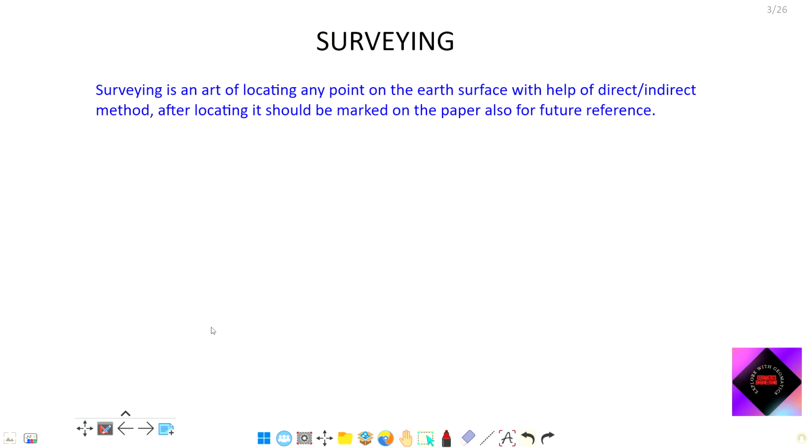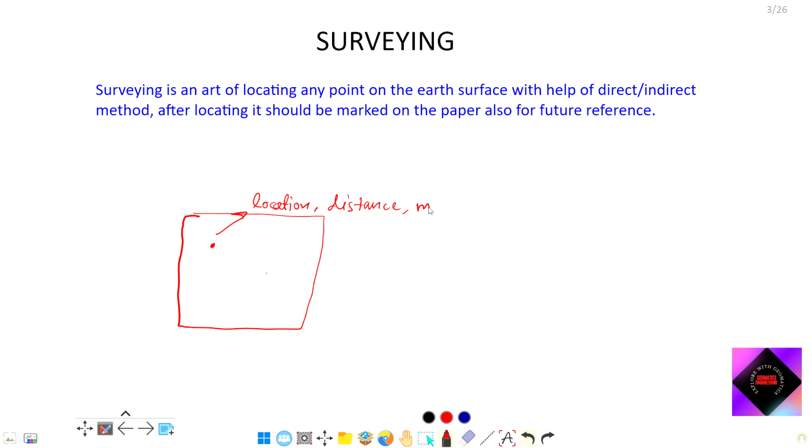First of all, what is surveying? Surveying is an art. It is not only a science, it is an art. Why are we calling it an art? Because surveying is used to locate points on the earth. Any point on earth is located with the help of surveying. We have to go and find out the distance, direction, etc. We have to do the measurement, and then locate that point.